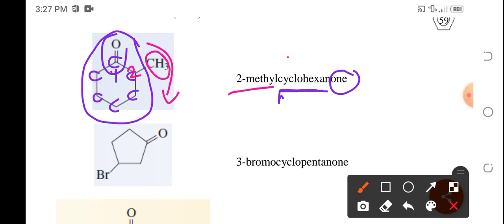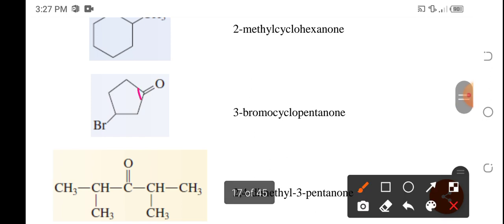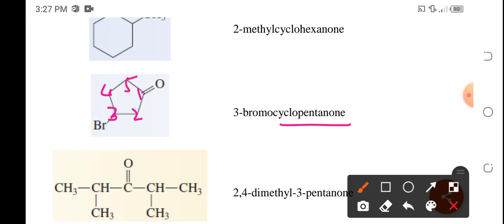Ulitin natin, wala nang number dito kasi nga, sabi dun sa rule, carbon number 1 is the carbonyl carbon in the cyclic ketone. Okay, so this one is carbon number 1. It has 5 carbon atoms. So that is cyclopentanone. Okay, 1, 2, 3, 4, 5 carbon atoms. The bromine is attached on carbon number 3, so therefore that is 3-bromocyclopentanone.